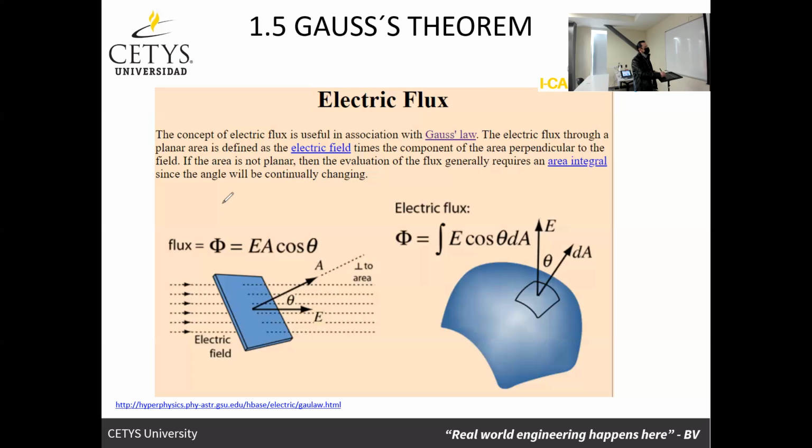It's this Greek symbol. And basically the electrical flux is going to be the magnitude of the electrical field that's going through a certain area, but it has to be the electrical field that's perpendicular to the area, okay?